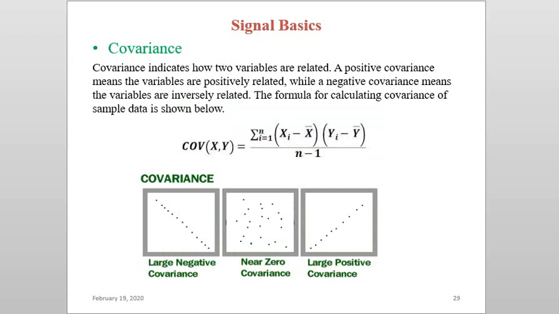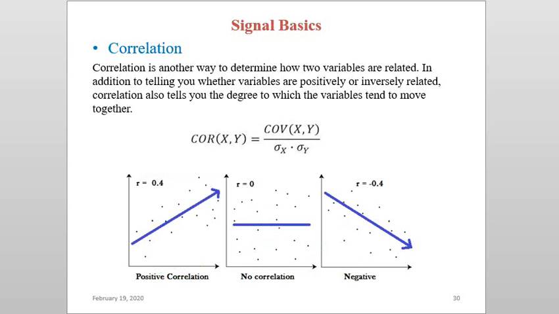Now the covariance. Covariance denotes how two variables are related, and in this section we have a formula which looks like this. If the points go from left to right, then it will be a large positive covariance, and if it moves from right to left, it will be denoted as a large negative covariance. And if the diagram looks like this one, then it will be near zero covariance.